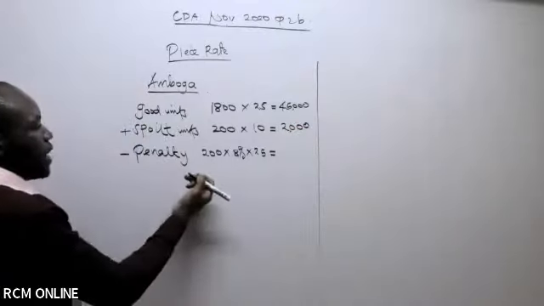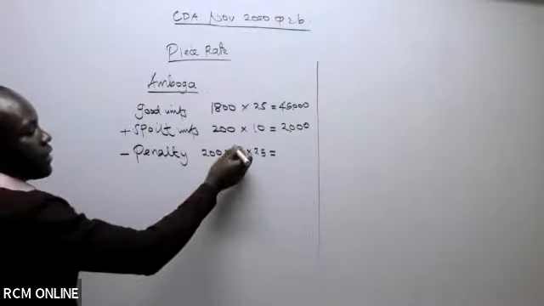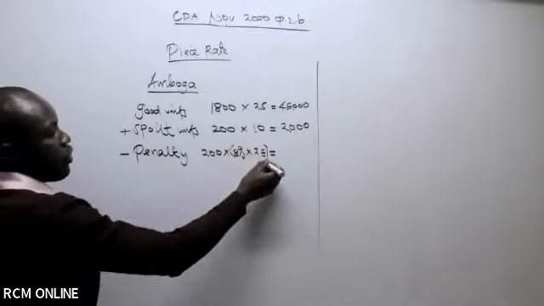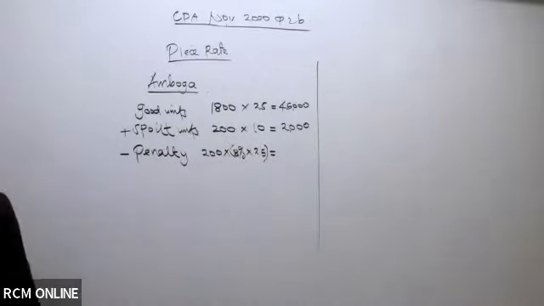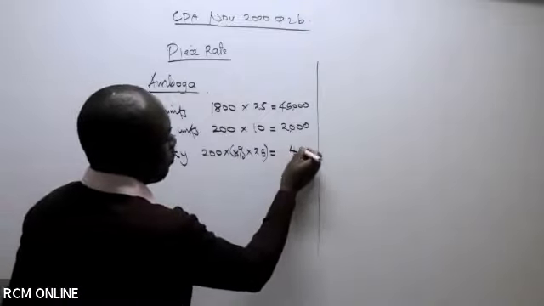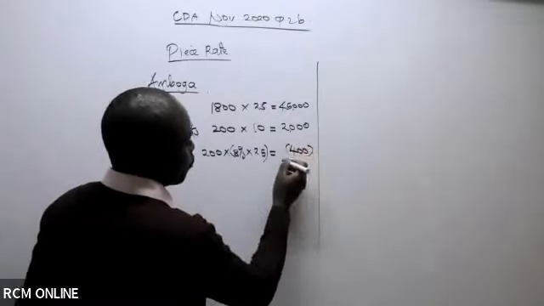Then let's deduct the penalty. So 8% of 25, how much will it be? 8% of 25 is 2. So 2 by 200 will give us 400, right? So that 400 is supposed to reduce the wages payable to this person.